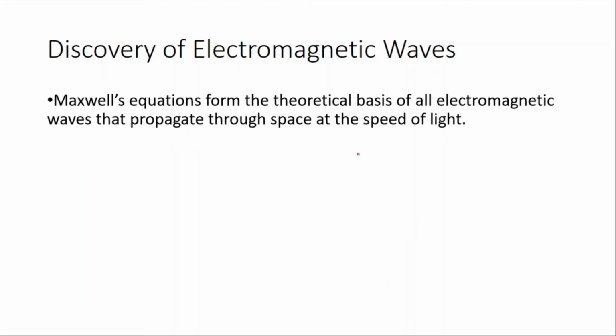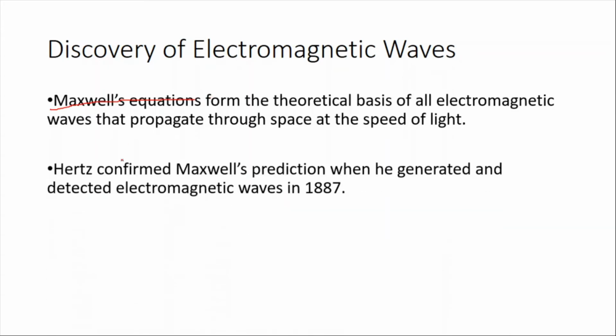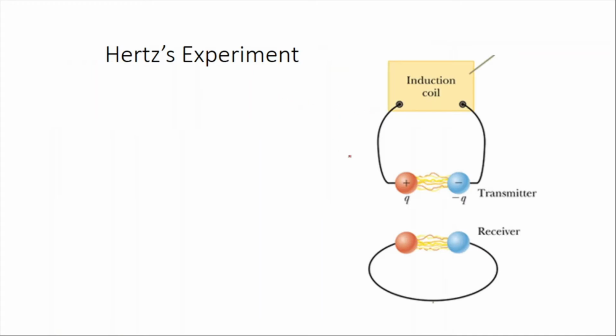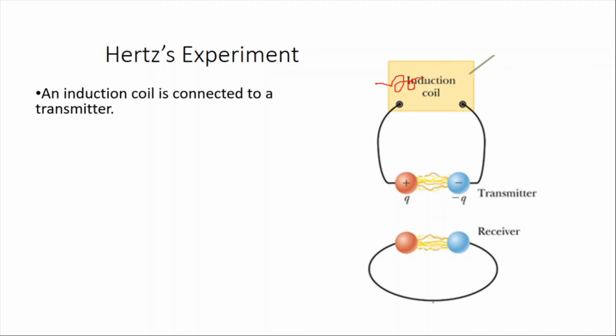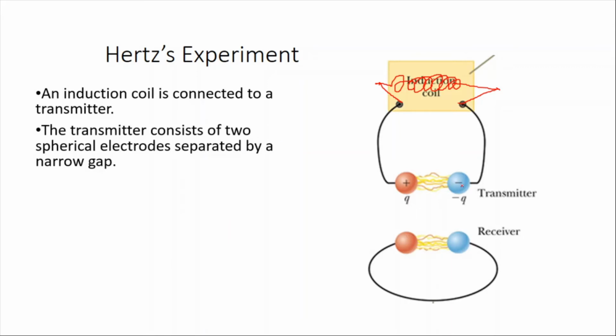The theoretical basis of the electromagnetic waves was founded by Maxwell's equations, but later Hertz experimentally confirmed Maxwell's predictions, and in 1887 he discovered the electromagnetic waves. What was his experiment? Briefly, in the Hertz experiment, an induction coil is connected to a transmitter, and the transmitter consists of two spherical electrodes separated by a narrow gap.